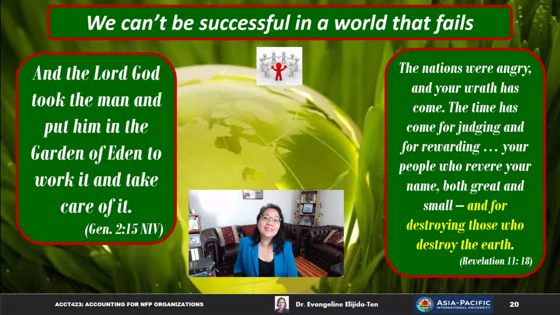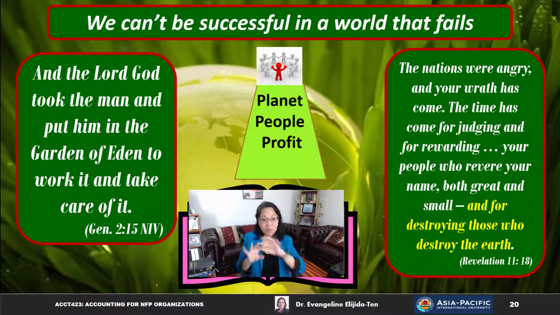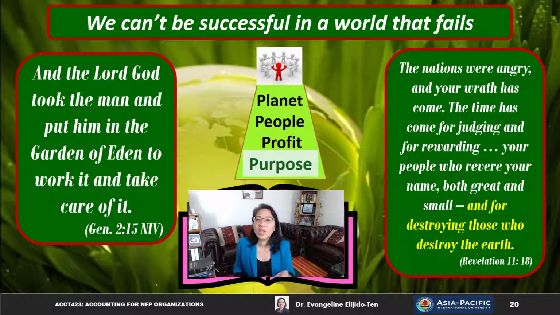Remember the 3 P's as we conclude this lecture. The 3 P's include planet, the people, and last is the profit. That's the financial aspect. But perhaps we should even think of another P, and really that is purpose. What is our purpose here on earth? Is our purpose just to work it? Or is our purpose really not just to work it, but to take care of it as God has commissioned us to do?